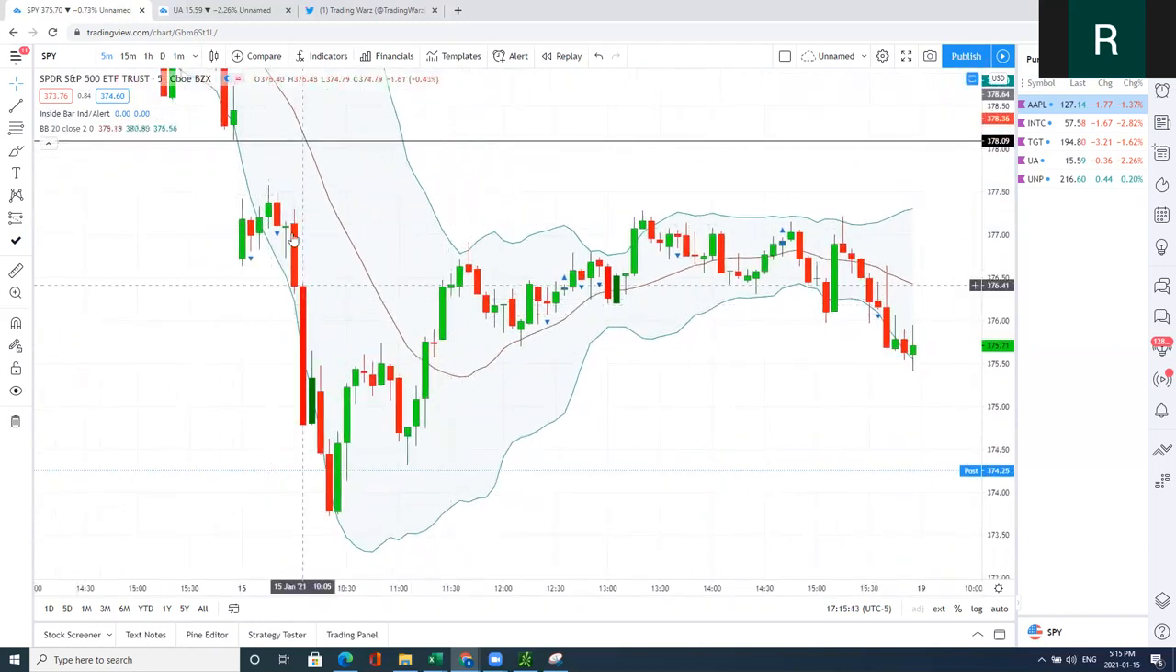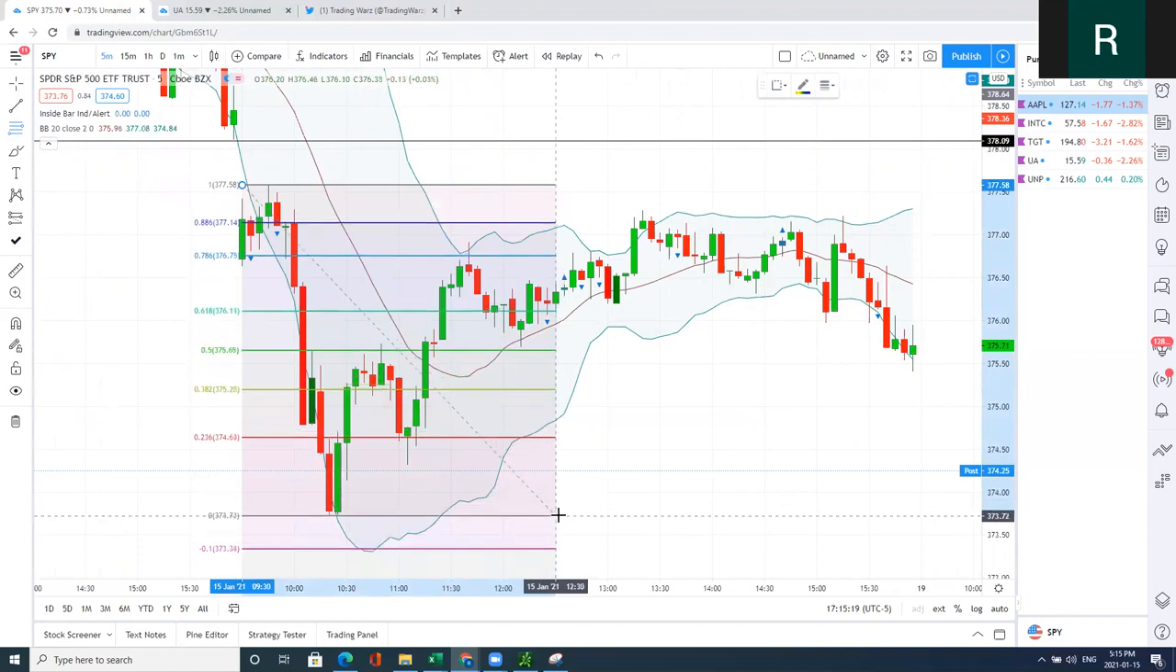So we had this first short, which was amazing. And then from there, what we have to do is take the Fibonacci from the high to the low, and we're looking for the next leg down. And as you can see here, we had a beautiful rejection at the 50%. And that was definitely a beautiful scalping opportunity for you to make a few points on the way down.